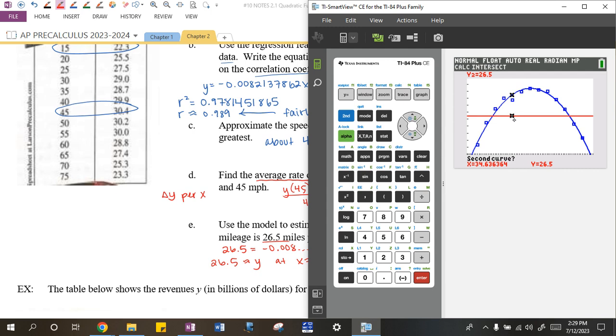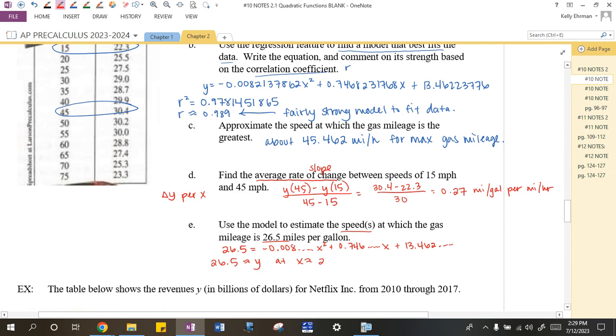And then it says second curve, like yes, that's the other line. Enter, guess. So it'll hop to the one further left because that's where I was. So that's when x is about 23.565. Always label miles per hour.